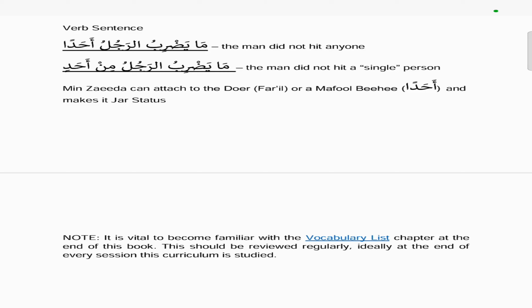If you remember, the maf'ul bihi answers the question who or what. So in this case, who did he not hit, and so ahadan is the maf'ul bihi, and it makes it into jar status. So ma yadribu ar-rajulu min ahadin. So the man did not hit a single person. Normally min means from, so we wouldn't say the man did not hit from anyone, because this is a min za'ida. We'd say not a single person.